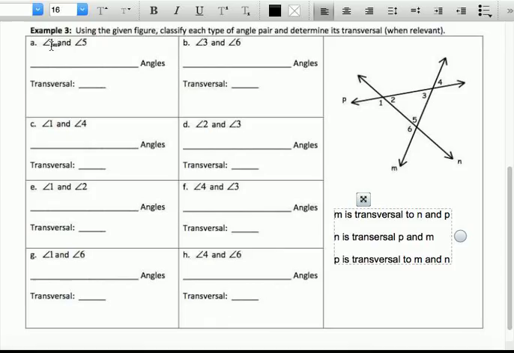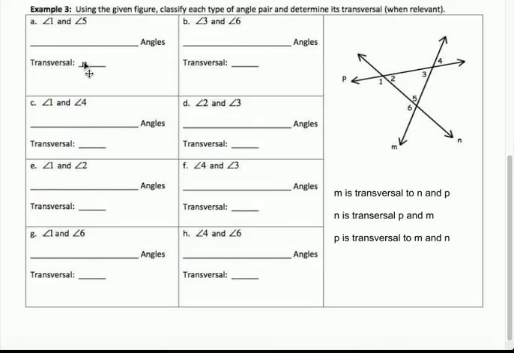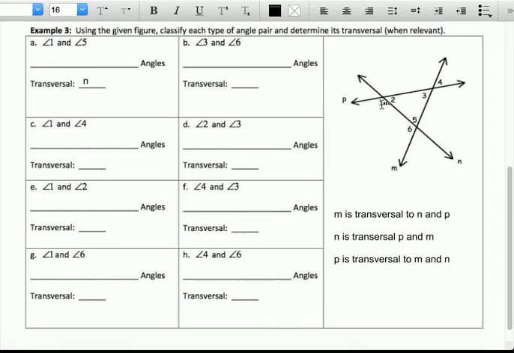So if we're looking at angle 1 and angle 5, here's angle 1, here's angle 5. These are both on line N. So that means line N is our transversal. Now, 1 and 5, they're both interior angles, and they are on opposite sides of line N. They're on alternate sides of it, but they're both between M and P. So these would be alternate interior angles.